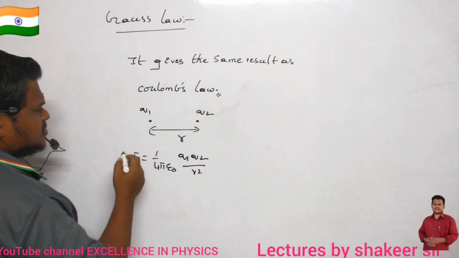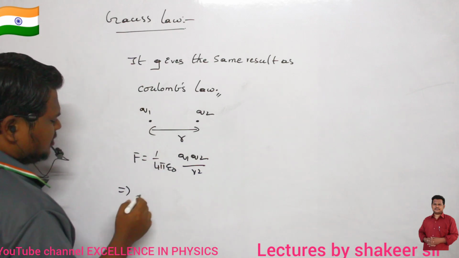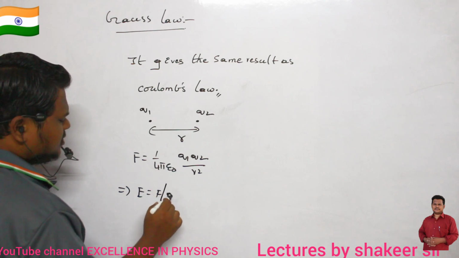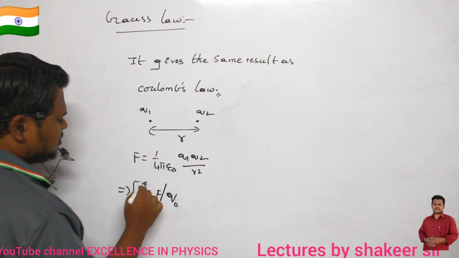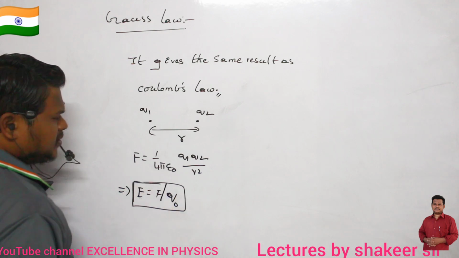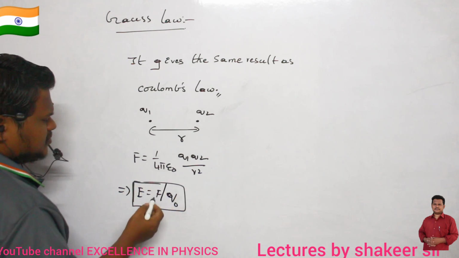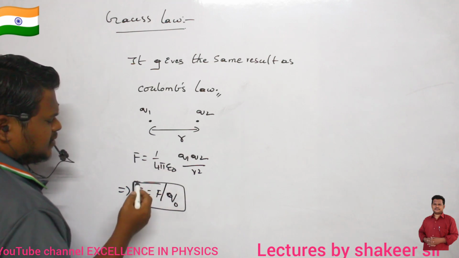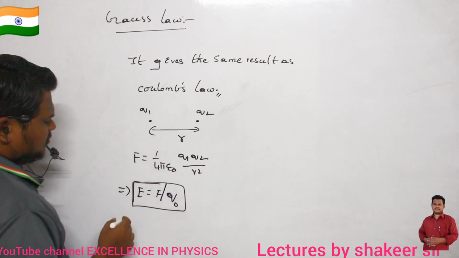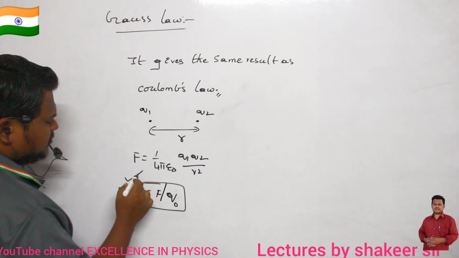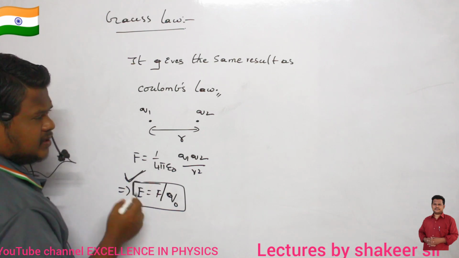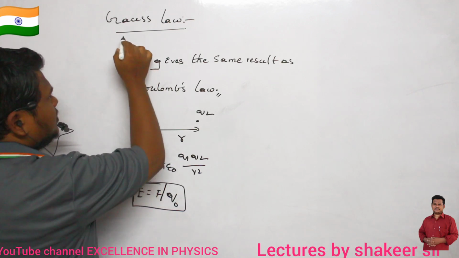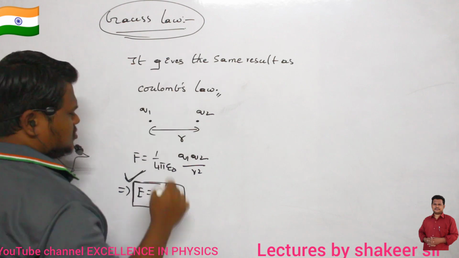And similarly, at a particular point, if I want to calculate electric field, then electric field is equal to force experienced per unit test charge. This is called electric field at a point. And F value is 1 by 4 pi epsilon naught Q Q naught divided by r square, divided by Q naught. So with the help of Coulomb's law, I can calculate electric field at any point. The same electric field I can calculate with the help of Gauss law also.